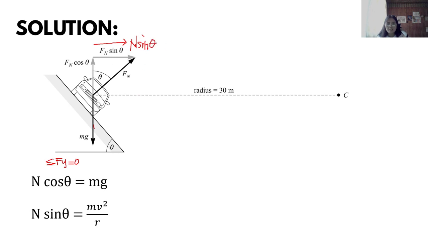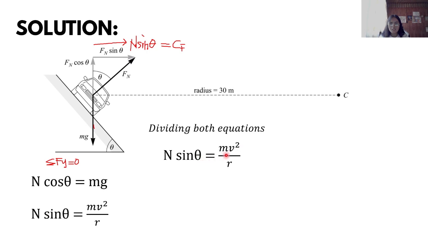Since toward the center siya, yan yung tinatawag nating centripetal force. Ano ulit yung formula niya? Ito, mv squared over r. Okay? Then, divide both equations. Divide nyo yung both equations, itong equation 1 and equation 2. So, N sine theta is equal to mv squared over r, divide nyo siya kay N cosine theta is equal to mg.